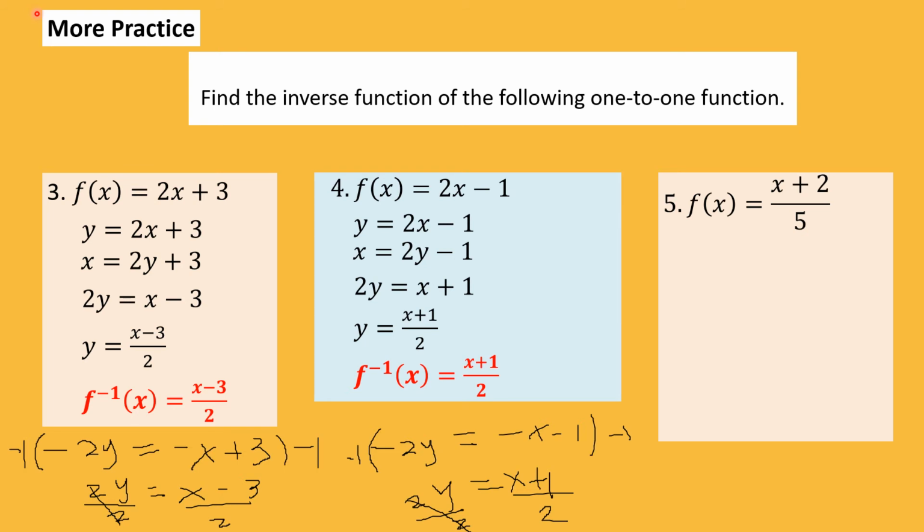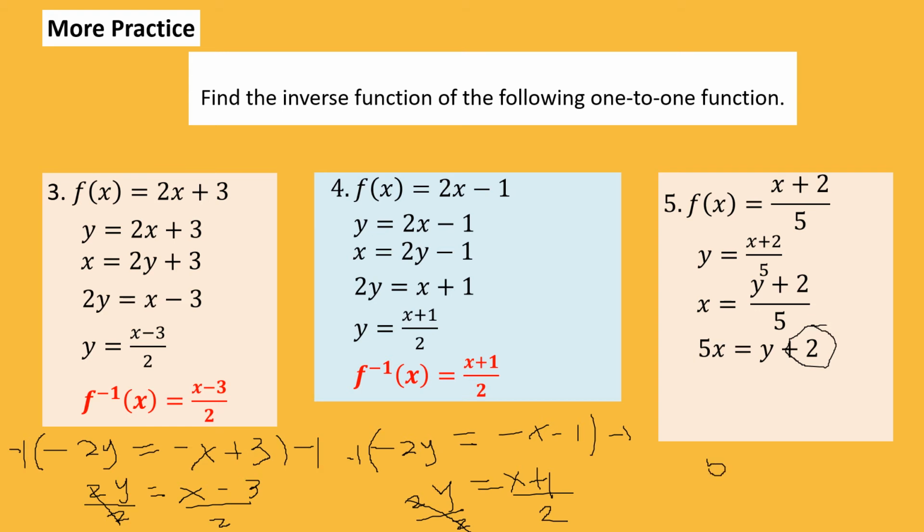Next example number 5, f of x is equal to x plus 2 all over 5. So, again, change f of x to y equal to x plus 2 all over 5. And then, interchange the places of y and x. So, ito ay magiging x, ito ay magiging y plus 2 all over 5. And then, by multiplication property, x times 5 is equal to 5x equal to y plus 2. And then, pwede natin naman na diretso ng ilipat yung positive 2. Ito pong positive 2 para y na lang ang maiwan dyan.